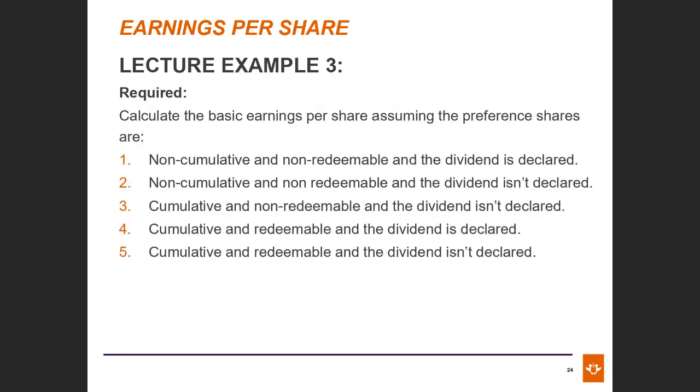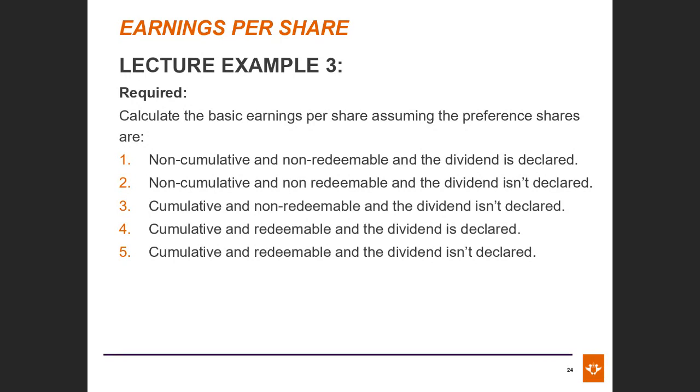So if we have a look at scenario 3, here we have cumulative and non-redeemable preference shares, and the dividend isn't declared. So would we deduct the preference dividend when calculating our basic earnings?